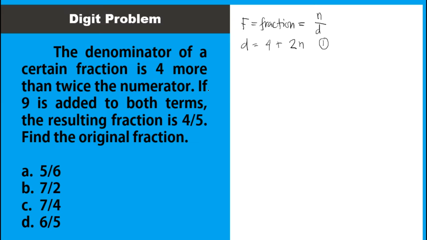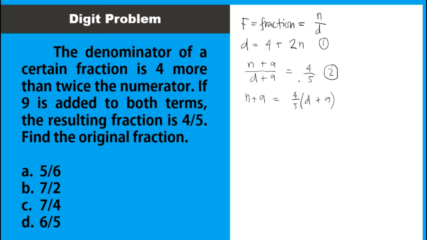For the second statement, it says that if 9 is added to both terms, if you have this fraction n over d, you have n plus 9 all over d plus 9, and the resulting fraction is 4/5. So you have two equations and two unknowns, so we can solve for n and d. From the second equation, n plus 9 equals 4/5 times d plus 9.